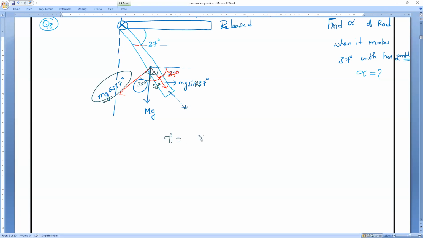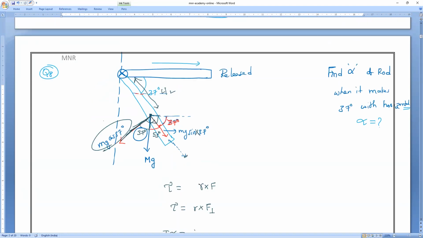So tau is equal to r into F. This F is called something. Rudreswar, can you tell me which is acting in this case? We used to call it F perpendicular. So I alpha is equal to, what is the r? It is exactly the center point. So what is that r? Anybody? Total is L, so r will become L by 2.